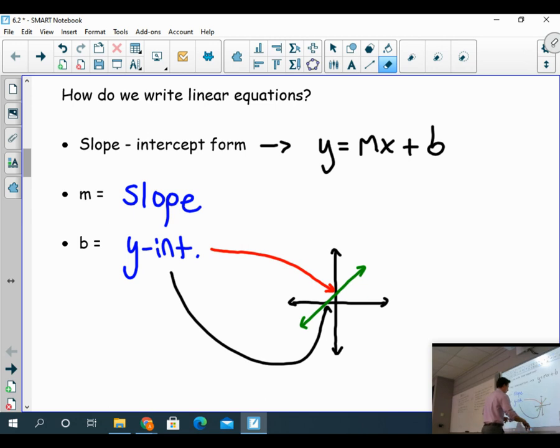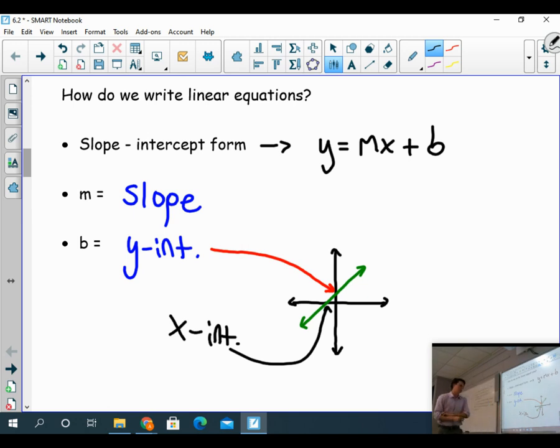Okay? That's not the y-intercept. This will be the x-intercept. And again, we'll address that later. But for slope-intercept form, we need 2 things. We are going to need to know the slope, and we're going to need to know the y-intercept.